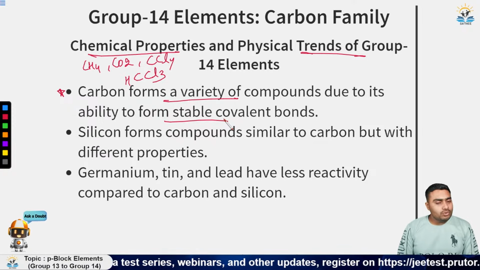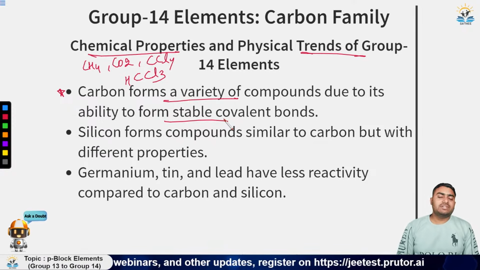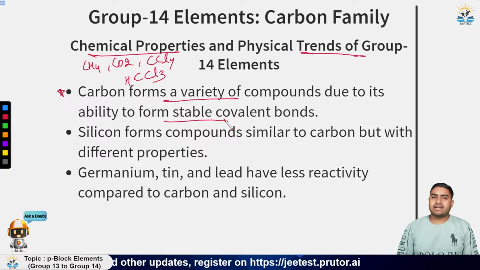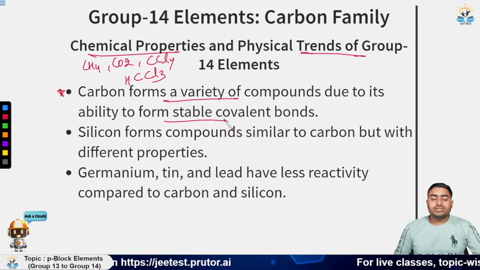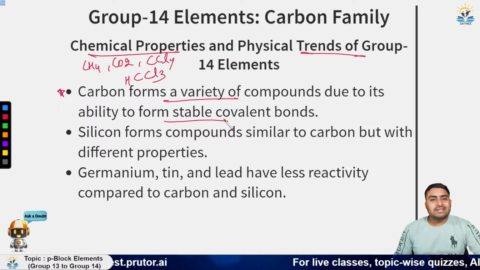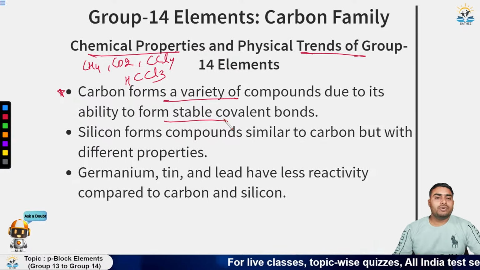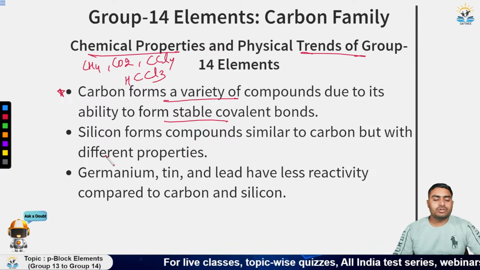So carbon is a unique element. Tetravalency, small size, and catenation. These are the three properties. These are the reasons for the uniqueness of carbon.